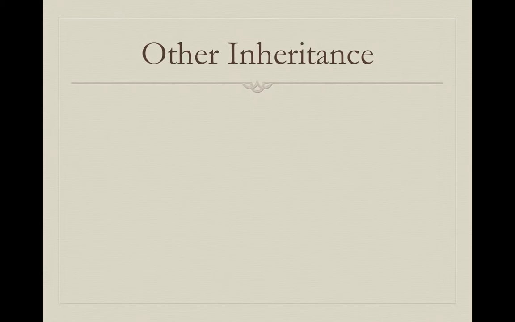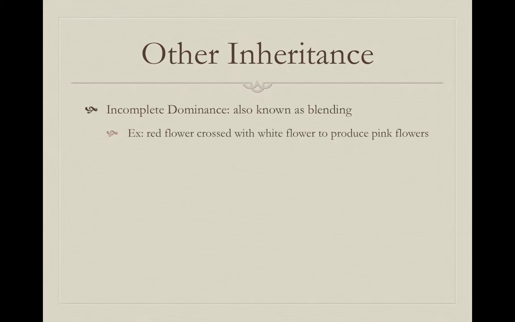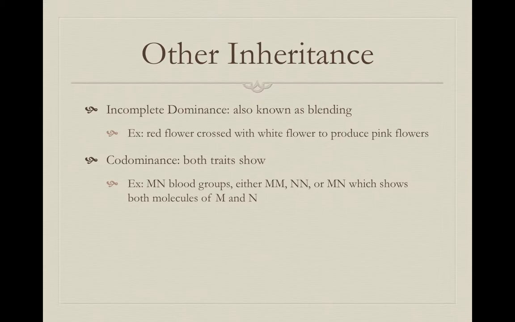So just some other inheritance topics that are important to remember. We have incomplete dominance, which is also known as blending. So a good example of this would be if you have a red flower crossed with a white flower and they produce pink flowers. Codominance is another one. That's when both traits are shown. So in humans we have MN blood groups, which are different from our ABO blood groups actually. And basically there are three possibilities. You have MM, NN, or a combination of M and N. And M and N is not really an in-between state. It means that both molecules of M and N are on the cells.